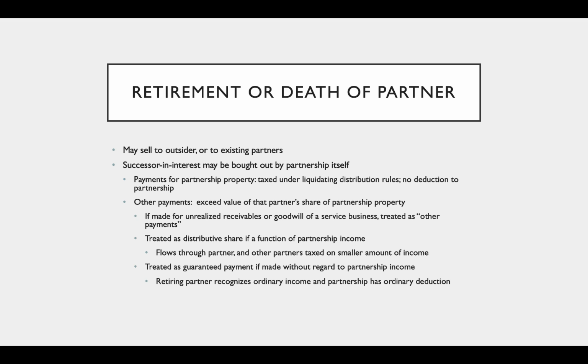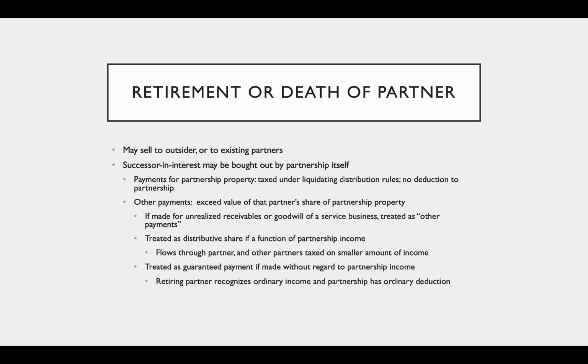A partner may also retire or die. If a partner retires, they can sell their interest to an outsider or to the existing partners, and then a successor in interest may be bought out by the partnership itself. So say the partner passes away and a family member inherits the partner's interest in the partnership. Often the successor in interest, the person who inherited the interest in the partnership, may be bought out by the partnership. So in that case, the partner is going to receive payments.